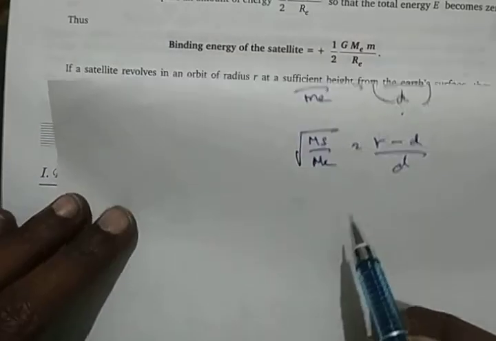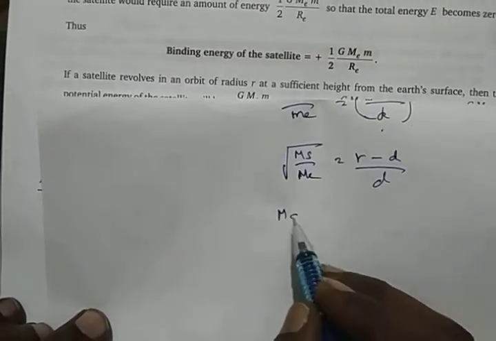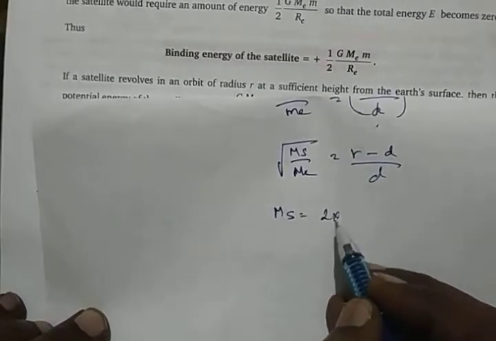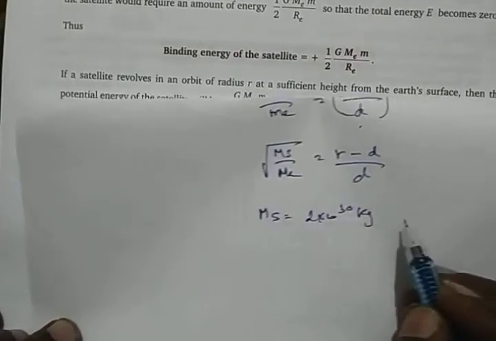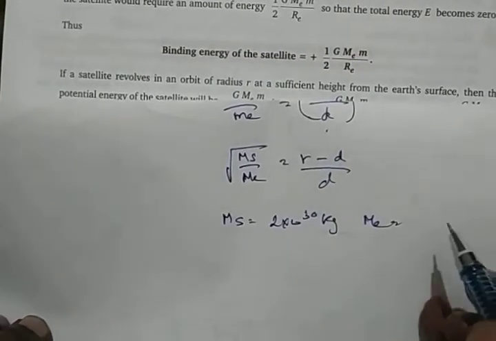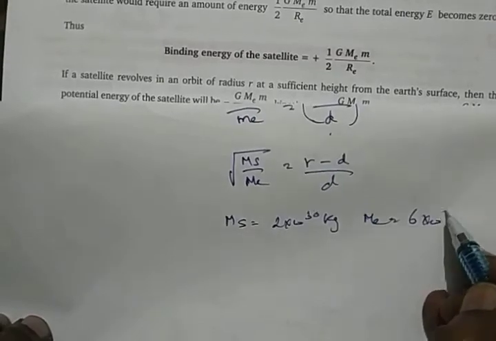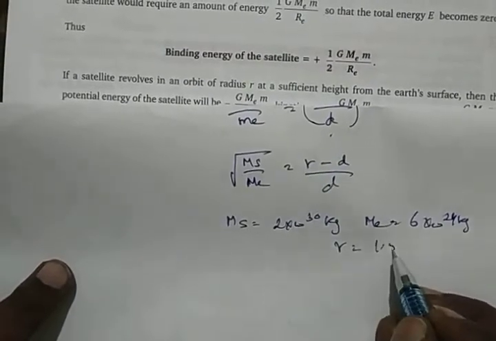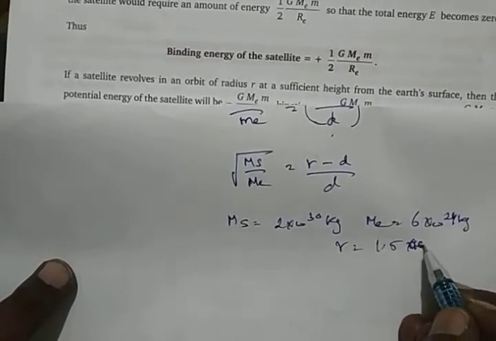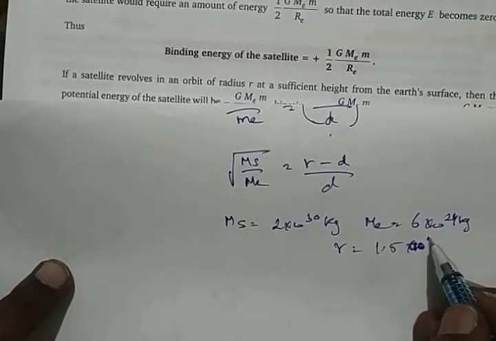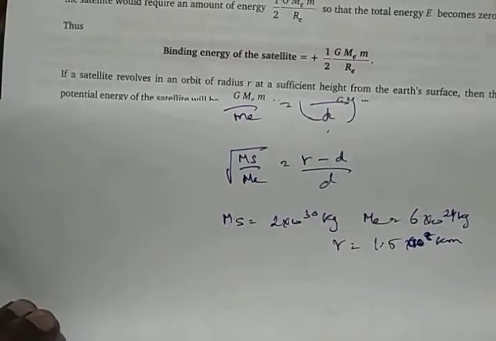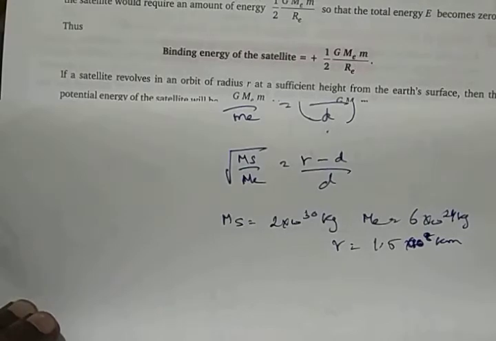Okay. So mass of the Sun is going to be equal to 2 into 10 to the power of 30 kilograms. Mass of the Earth is going to be equal to 6 into 10 to the power of 24 kilograms. And R is going to be equal to 1.5 into 10 to the power of 8 kilometers. Right?